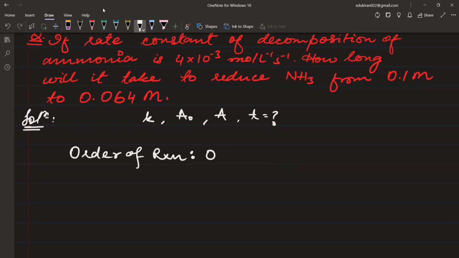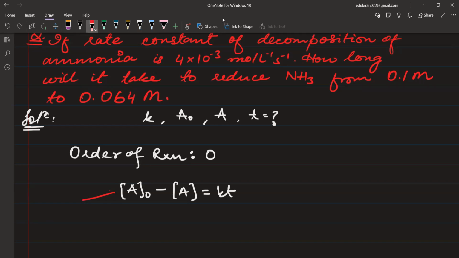What is the integrated rate law equation? Please tell me guys, what is the integrated rate law equation for zero order reaction? Concentration of A equals A naught minus, concentration of A equals KT. Okay.